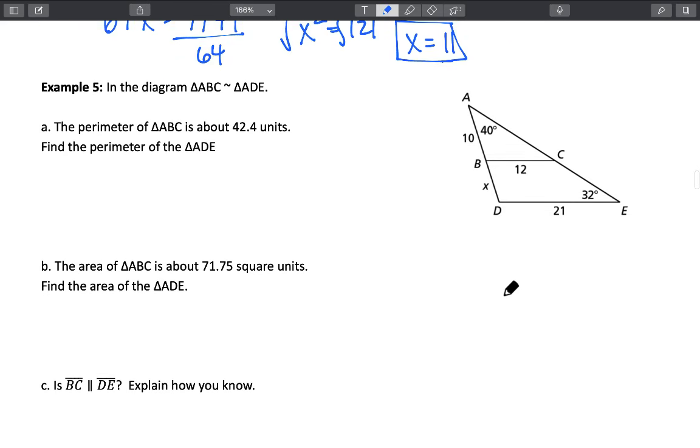All right, in our final example for today, see if you can set up and find the perimeter of triangle ADE. That's the larger triangle here, A to D to E, keeping in mind that triangle ABC is similar to ADE, and then solve the area for triangle ADE.